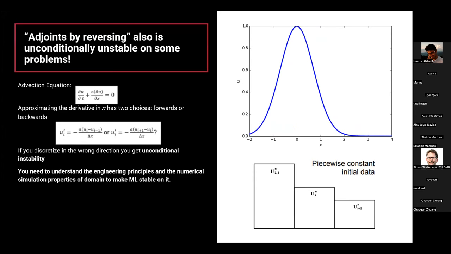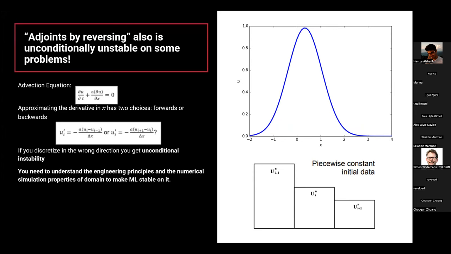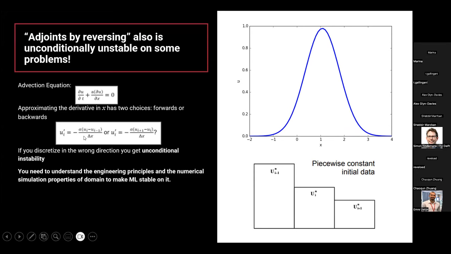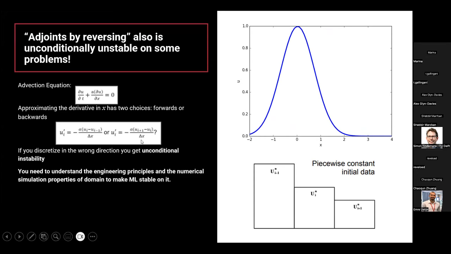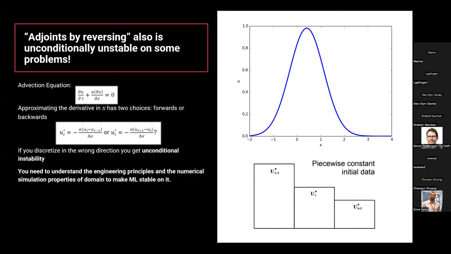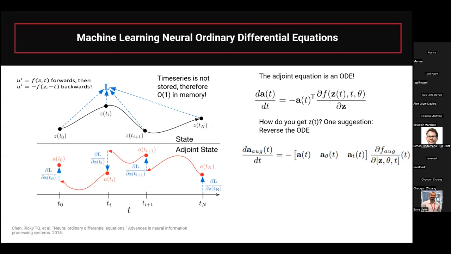And so in this case, you basically have to choose: if I write things with this ODE, then my forward simulation is correct, but my reverse simulation has an unconditional instability in the gradient calculation, whereas this one is unconditionally unstable in the forward direction, and so it's unconditionally unstable in the gradient as well. But either way, this version of calculating the adjoint is mathematically correct, but it gives infinitely incorrect results on this type of equation, right?